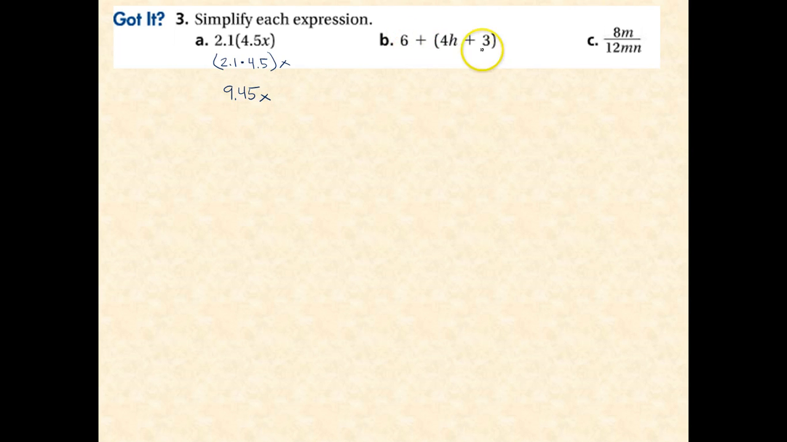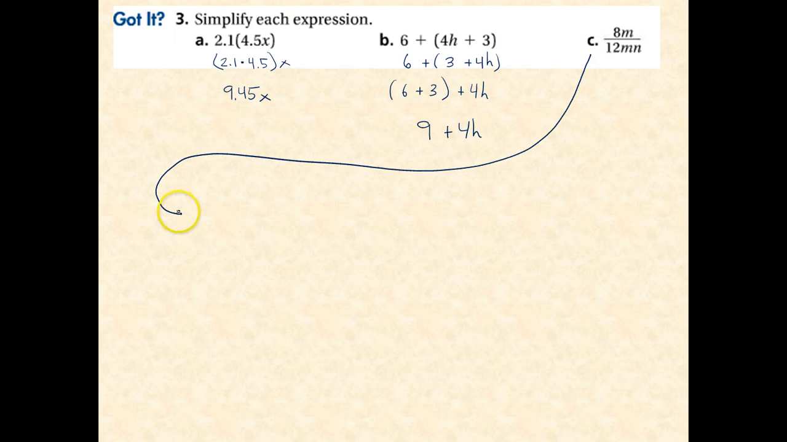Okily dokily, how about this? I can use the commutative property to switch the order of these two. And then I can use the associative property to group the 6 and the 3. 6 plus 3 is 9. So I got 9 plus 4h. These aren't like terms, so I can't combine them.